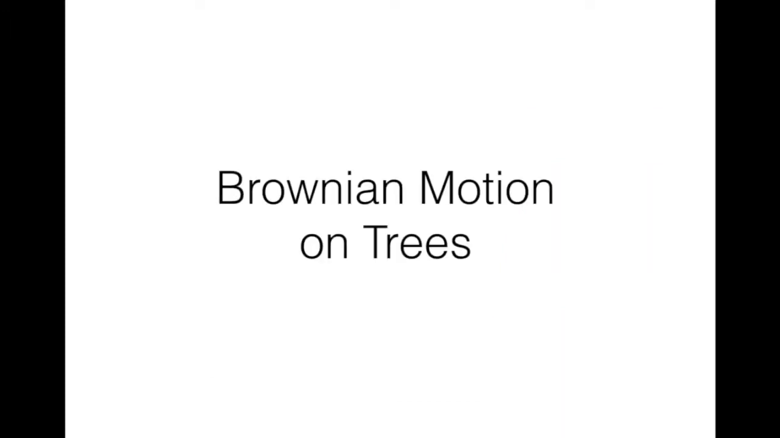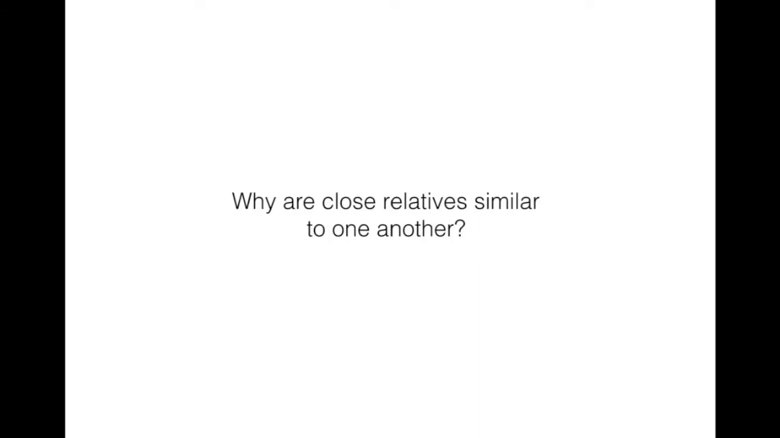But why would we expect close relatives to be more similar to one another than they are to distant relatives? And just how similar should they be? The way that we can think about that is by applying our mathematical models of evolution, like Brownian motion, onto phylogenetic trees. And the core question that we start out by asking is, why are close relatives similar to one another?